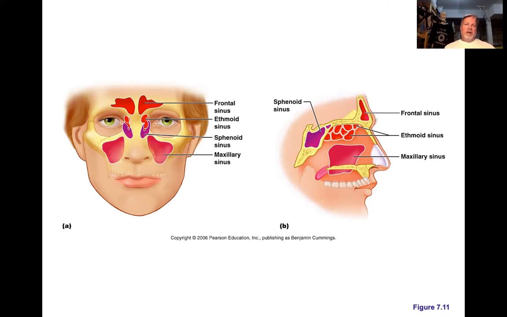Air enters the paranasal sinuses from the nasal cavity, and then the mucus actually drains into the nasal cavity from the sinuses. But the whole purpose here is we need to lighten the skull, and that's what they do, so we don't have just these real thick bone areas. The other thing is they play a role in resonance of our voice. So that's the paranasal sinuses.